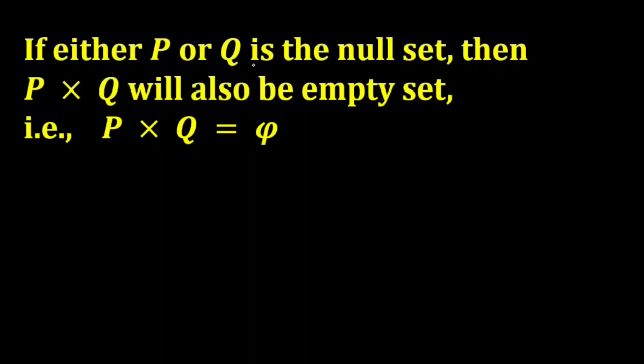Now one important point. If either P or Q is a null set, which means there are no elements present in one of the sets, either P is empty or Q is empty, then what is their Cartesian product? If any one of the sets is empty, then their Cartesian product is also empty, that is a null set.